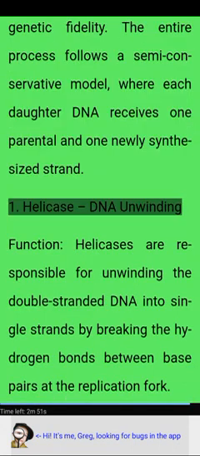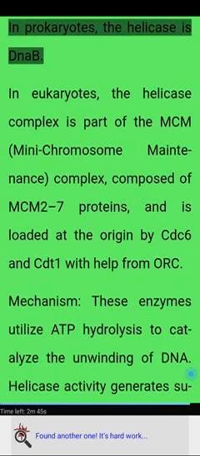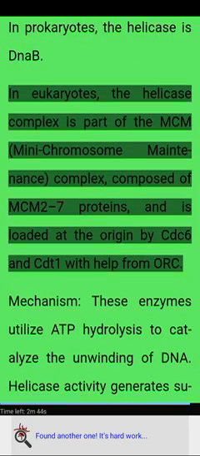1. Helicase, DNA unwinding. Function: helicases are responsible for unwinding the double-stranded DNA into single strands by breaking the hydrogen bonds between base pairs at the replication fork. In prokaryotes, the helicase is DnaB. In eukaryotes, the helicase complex is part of the MCM (mini-chromosome maintenance) complex, composed of MCM2 to 7 proteins, and is loaded at the origin by CDC6 and CDT1 with help from ORC.